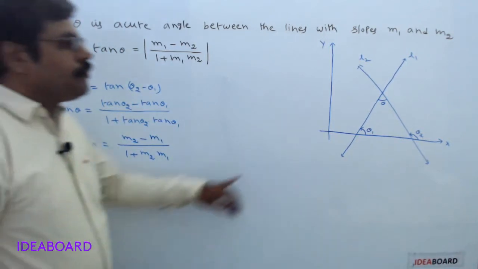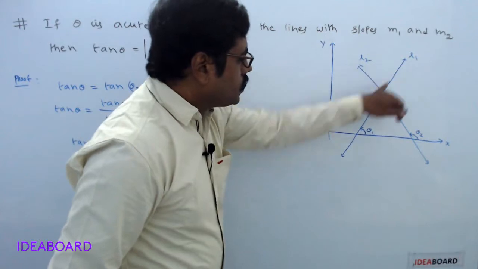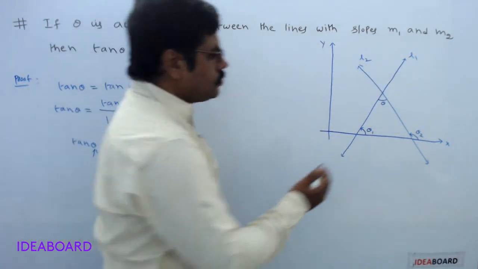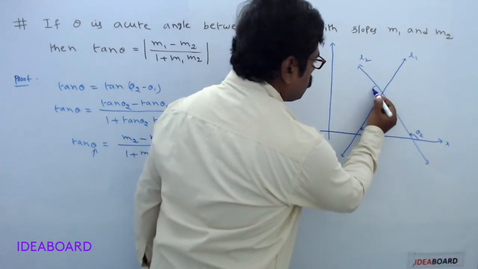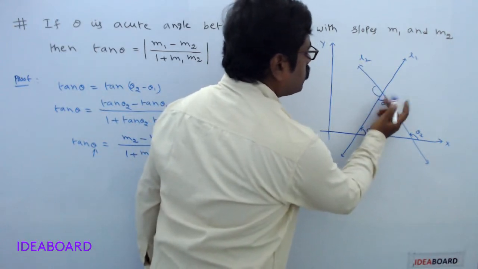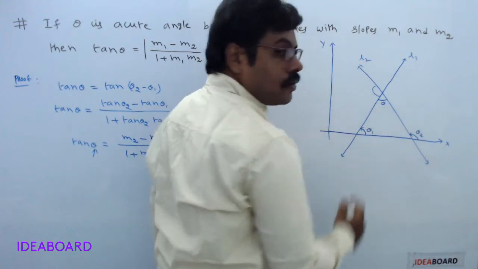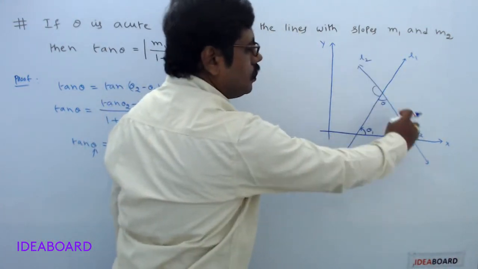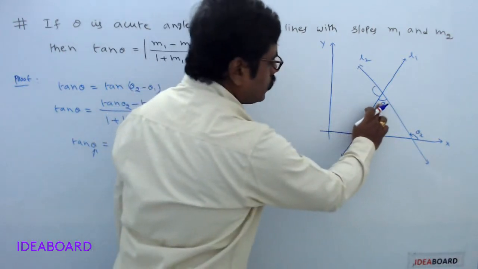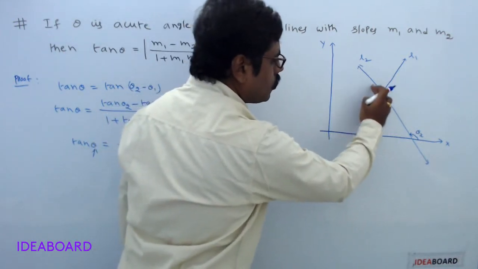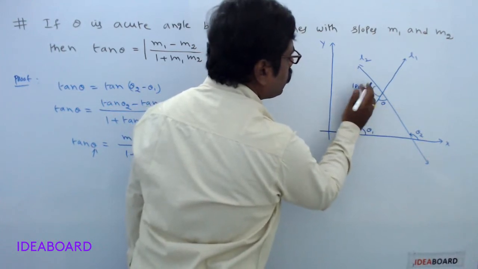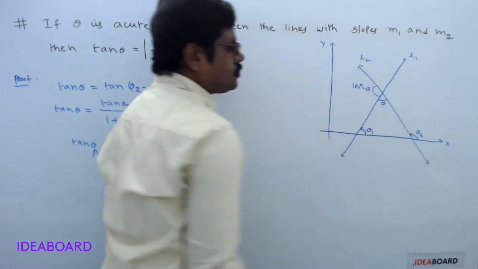Theta is the angle between the lines L1 and L2. If you observe the diagram, this is also an angle between the lines L1 and L2. Now, the angle on a straight line is 180 degrees. Already this angle is theta. So what about this remaining angle? This remaining angle will be 180 degrees minus theta.